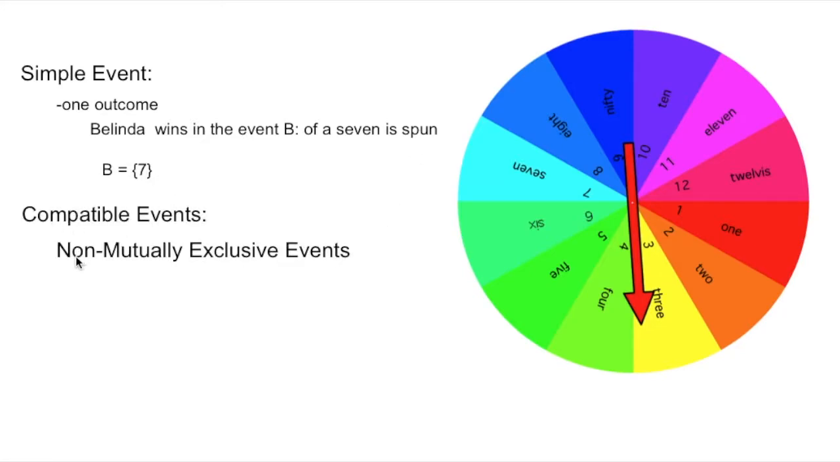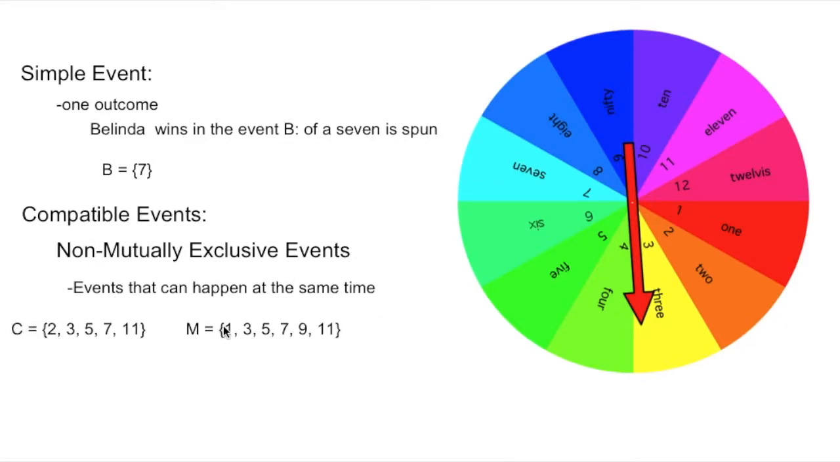Compatible events. These are also called non-mutually exclusive events. Events that can happen at the same time. Can Clara and Morgan both win at the same time? Remember, Clara is the prime numbers and Morgan are the odd numbers. Can we spin a prime number and an odd number at the same time? Sure. If a 3 comes up, they both win. Or if 5 comes up, they both win. Or if 7 comes up, they both win. Or 11 comes up, they both win. These are compatible or non-mutually exclusive. Clara and Morgan can both win if 3, 5, 7, or 11 comes up.